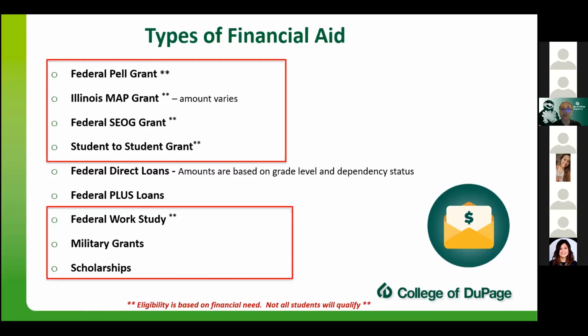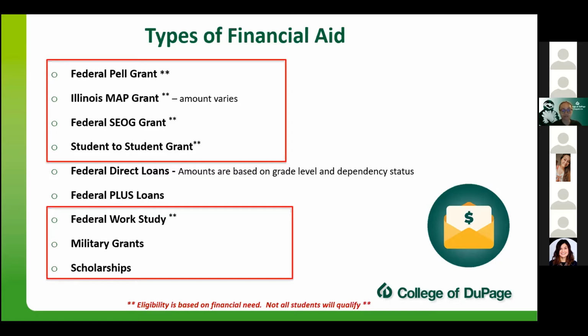Aside from the federal grants, we also have the State of Illinois MAP grant. This is a grant given to students from the state. So the state of Illinois will create a budget, which is why the amount can sometimes vary year by year. And then they'll let us know when they have the budget and when the funds are exhausted. So in order to qualify for the MAP grant, because this money can run out, we always encourage students to get their financial aid applications in as soon as possible.